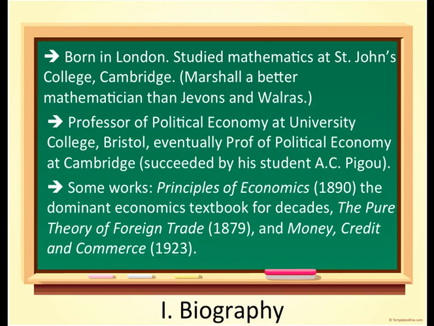The Pure Theory of Foreign Trade came out in 1879, and then later in his career, he had Money, Credit, and Commerce in 1923. So I picked those just to show he did write on particular subjects. It wasn't that he was always writing grand treatises to try to cover everything.